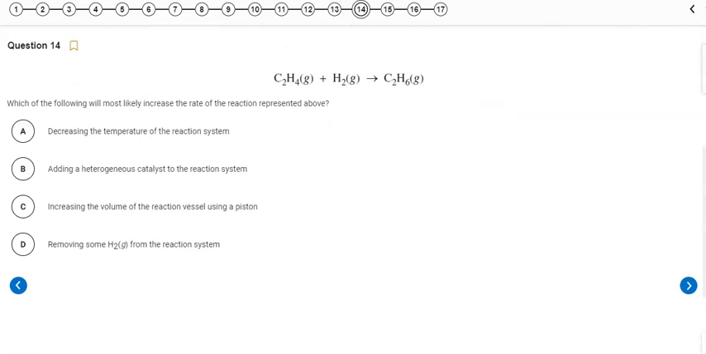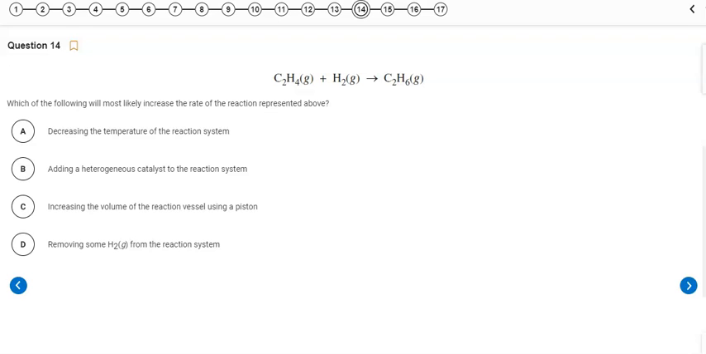Okay, which of the following is most likely to increase the rate of reaction? So these are just some real good concept questions. Decreasing temperature, no, never increases the rate of the reaction. Almost never. I can't say absolutely. Adding a heterogeneous catalyst. You don't need to know what a heterogeneous catalyst is. It means it has a different state, so it would be a solid versus a liquid. So that could be it, a catalyst does increase the rate of reactions.